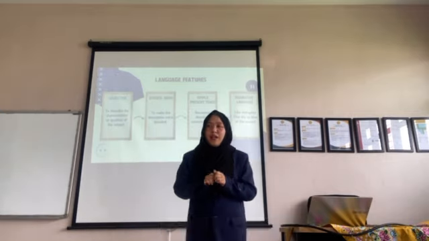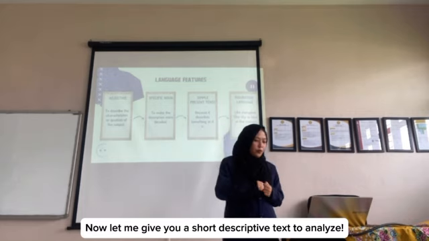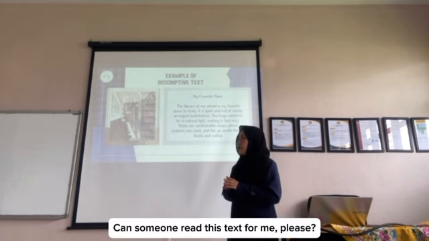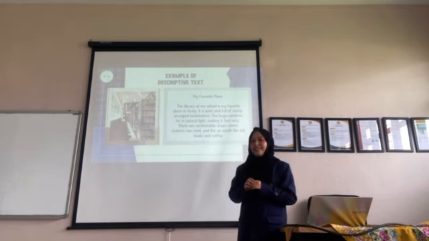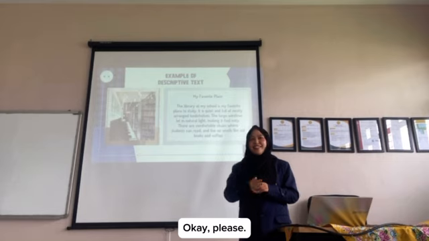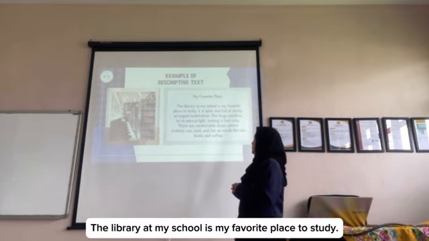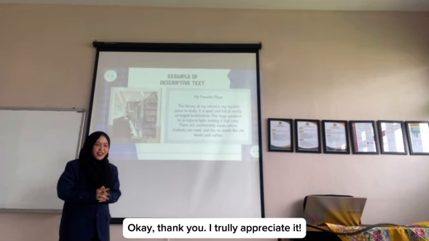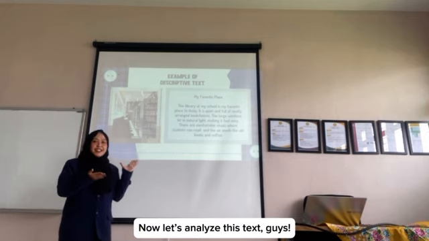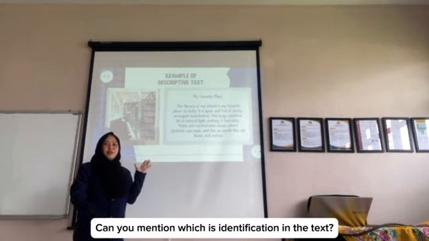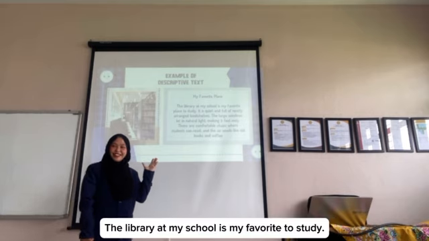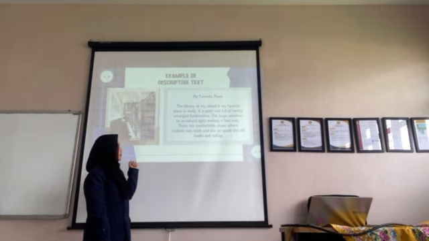That's a good question. Now, let me give you a short descriptive text to analyze. Can someone read this text for me, please? Me. Okay, please. My favorite place. The library at my school is my favorite place to study. Okay, thank you. Now let's analyze this text, guys. Can you mention which is the identification in the text? The library at my school is my favorite place to study.